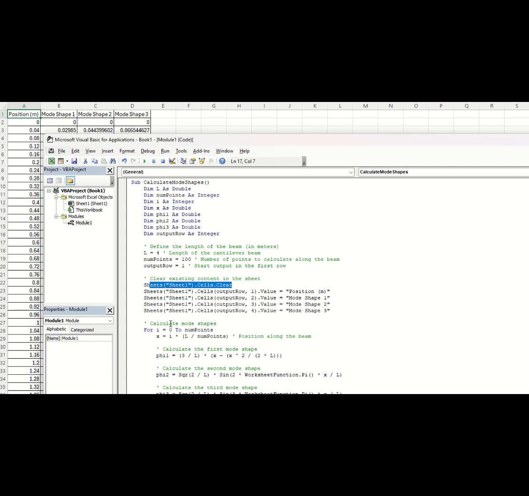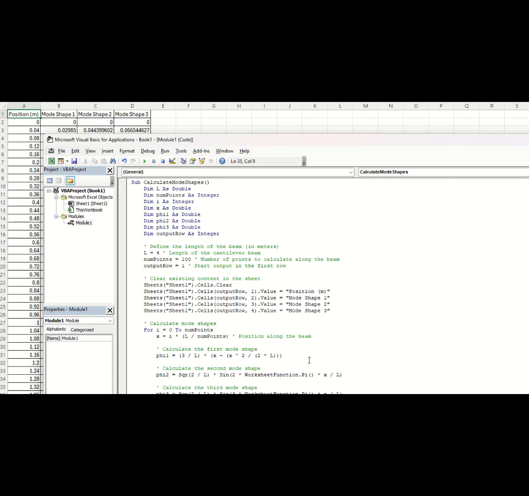Calculate the mode shape for i equals 0 to the number of points. The number of points we consider is 100 points along the beam. x equals i times L divided by the number of points. So L is 4 meter, 4 divided by 100. That gives points like 0, 0.04, 0.08, 0.12 and so on. And then calculate the first mode shape. We have seen the first mode shape as 3 by L into x minus x squared divided by 2L. That's the first mode shape.